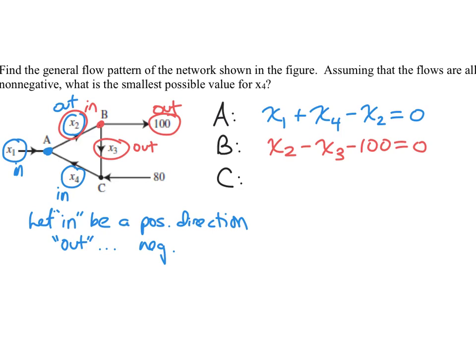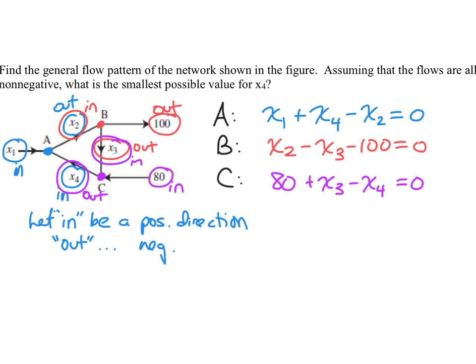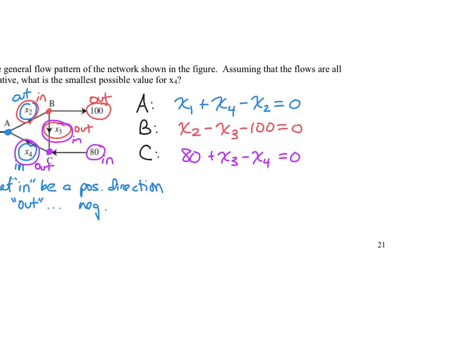And then the last node is at C. So here you have 80 coming in, so it's a positive 80. You have x3 coming in, so plus x3. And then you have x4 going out, so minus x4, result is 0. All right. So I have 3 equations, but 4 variables. Now each equation doesn't contain all 4 variables, but 3 equations, 4 variables means one of them is going to be a free variable.